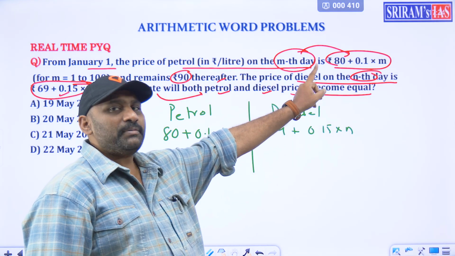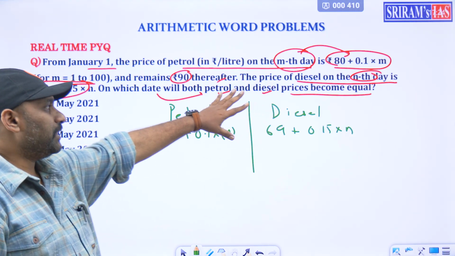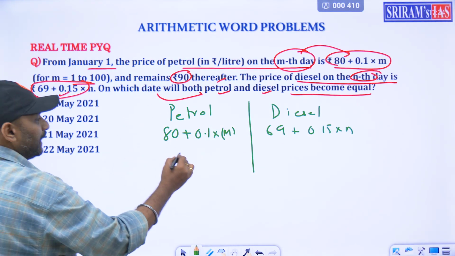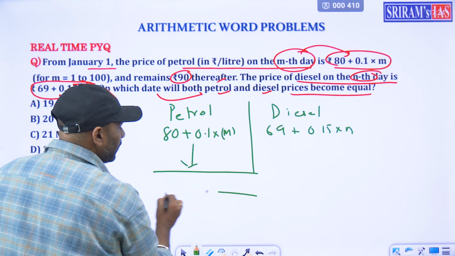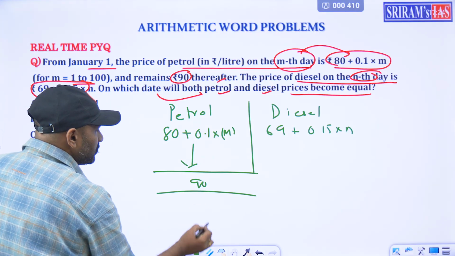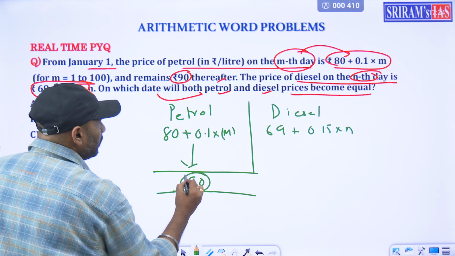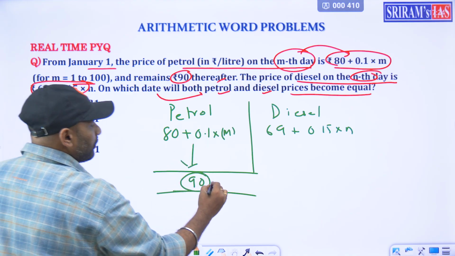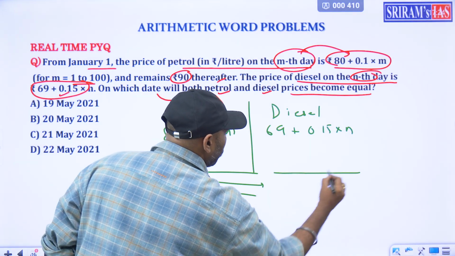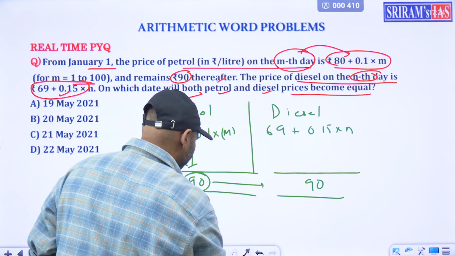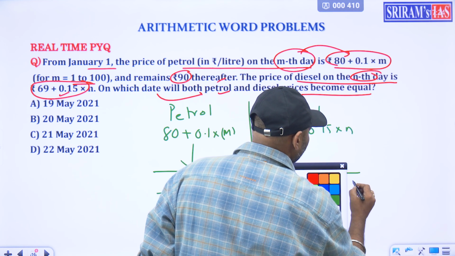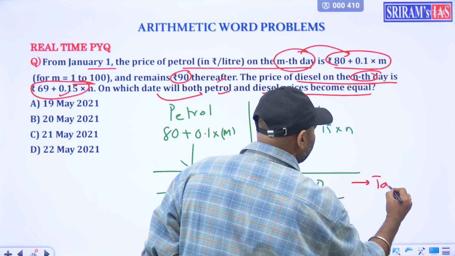Second day 80 plus 0.2. That will be the price. So the final is 90. So the price of petrol finally became 90. That is a major point. So since it became 90, both petrol and diesel become equal when diesel is also 90. That is the target. So this is the target.